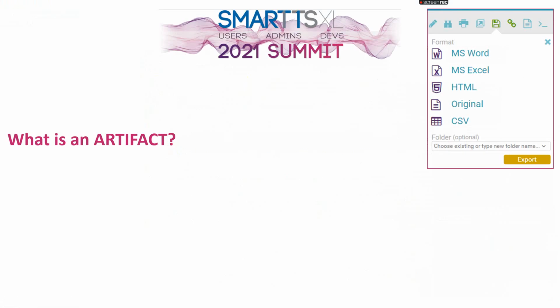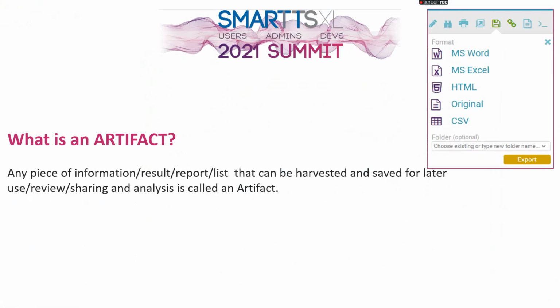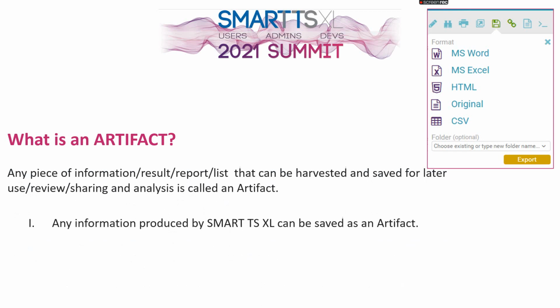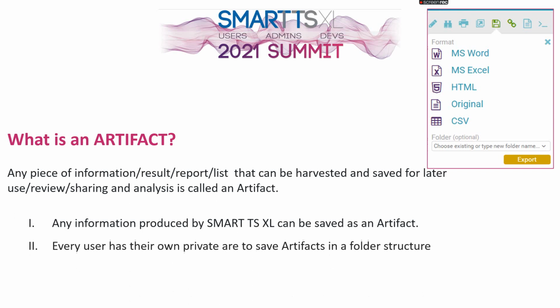So what is an artifact? Any piece of information, result, report, or list that can be harvested and saved for later use, review, sharing, and analysis is called an artifact. Anything you can make a value of from working with SmartTS is called an artifact. Any information produced by SmartTS can be saved as an artifact.